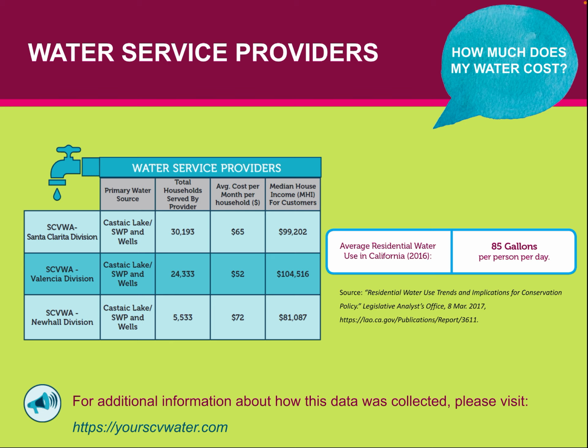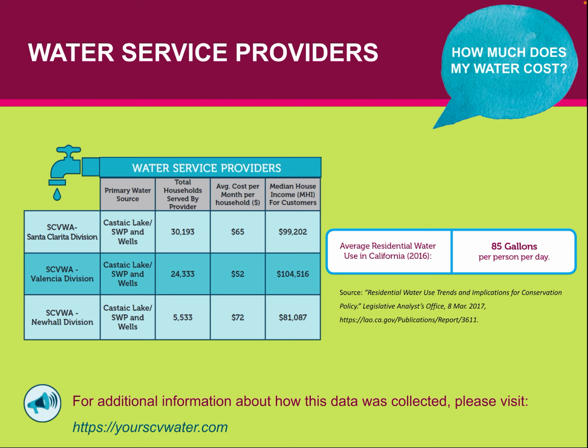Secondly, the average cost per month per household is about $65 for those served by the Santa Clarita Division, $52 for those served by the Valencia Division, and then $72 for those served by the Newhall Division. And then if you look at the median household income, for customers within the Santa Clarita Division it is about $99,000, the Valencia Division is about $104,000, and the Newhall Division is about $81,000.